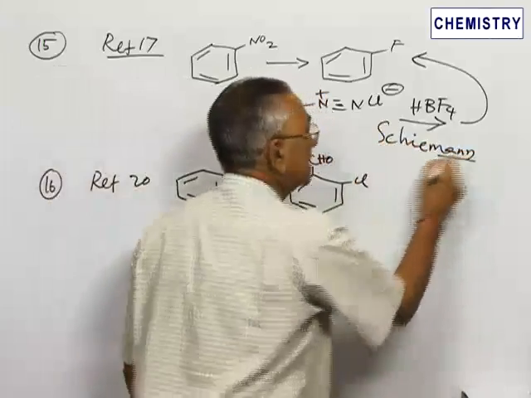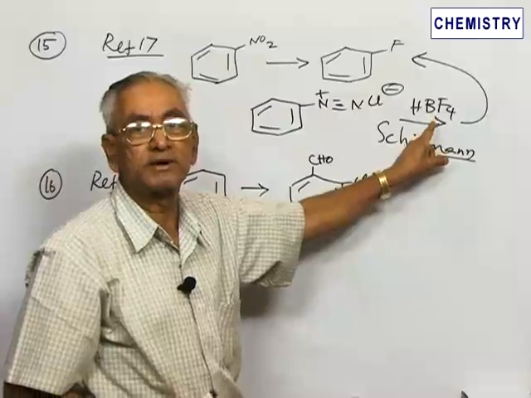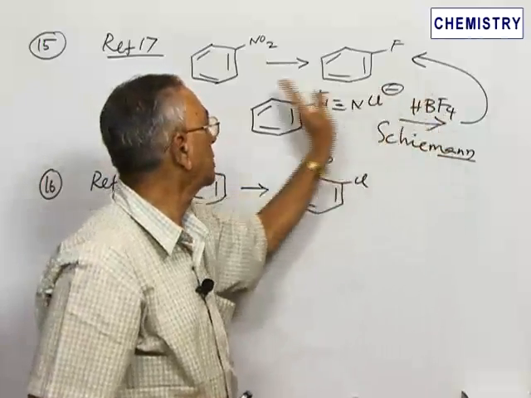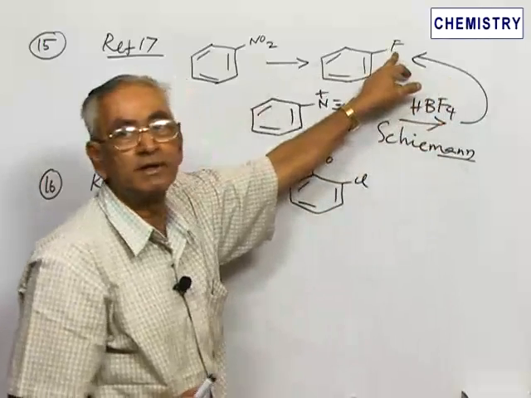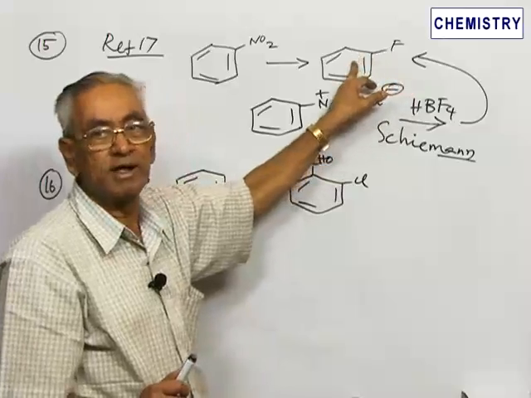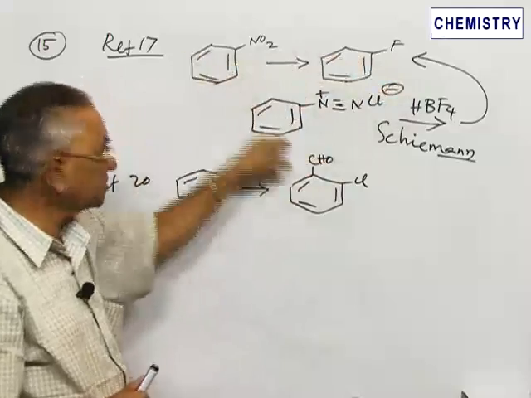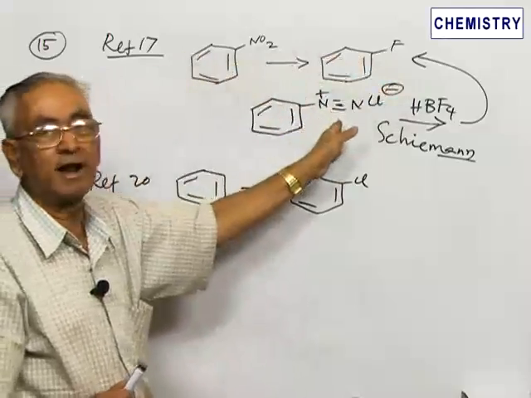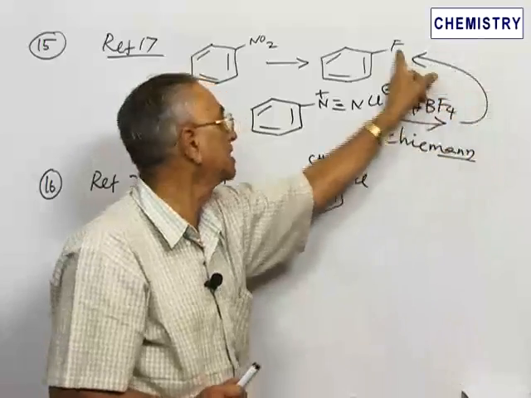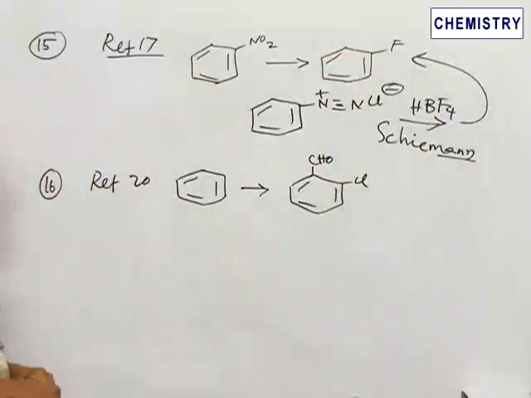This is not known as Sandmeyer reaction because the fluoro compound is being introduced by means of a special reagent which is HBF4. When it is treated with HBF4, the diazonium group gets replaced by fluorine, and we get fluorobenzene. This is the method by means of which nitrobenzene is converted. Nitrobenzene is first reduced to aniline. Aniline is converted to diazonium salt. Diazonium salt in turn is converted by means of the Schiemann reaction to give rise to this. That is the answer for question number 17.